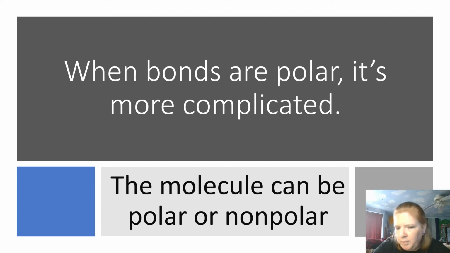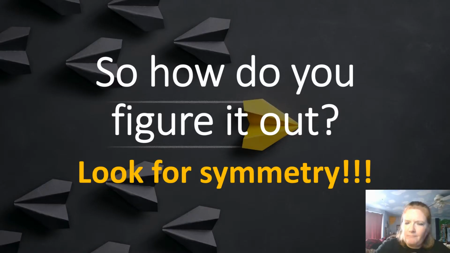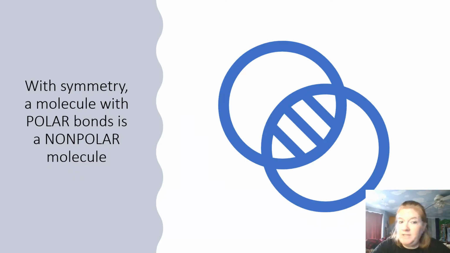When the bonds are polar, it's a little bit more complicated because the molecule can end up being polar or nonpolar. So how do you figure it out? You look for symmetry. With symmetry, a molecule that has polar bonds is going to be a nonpolar molecule.